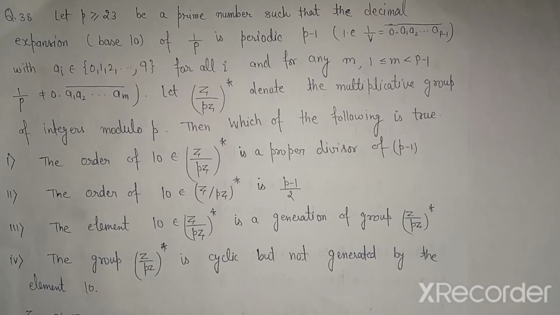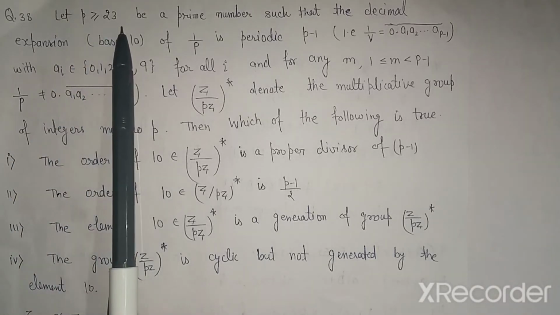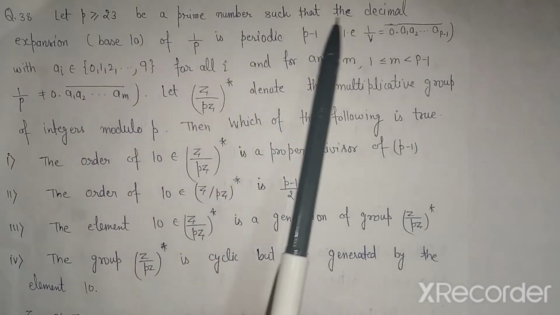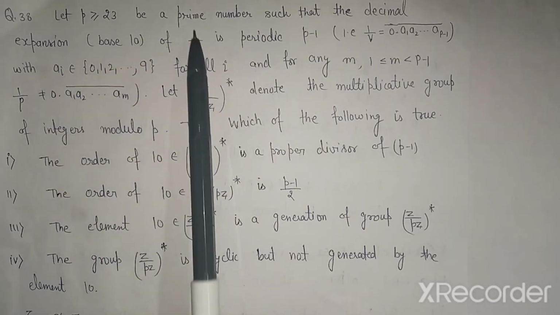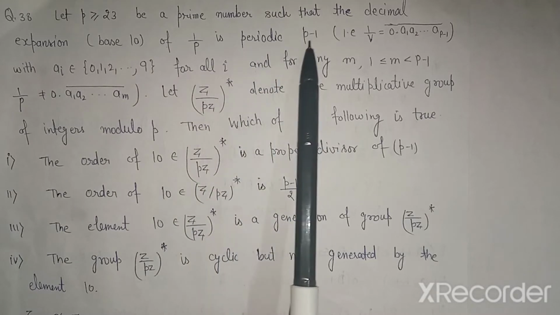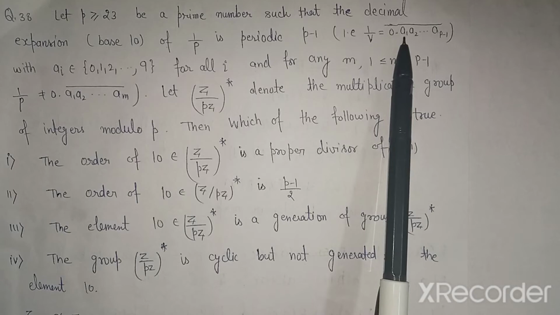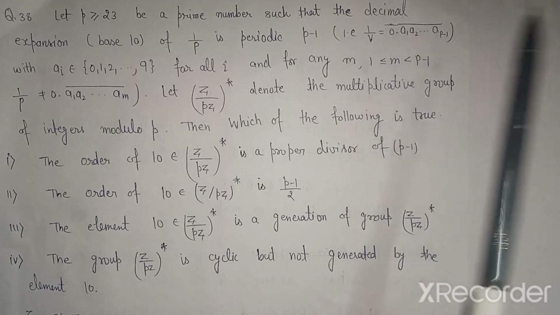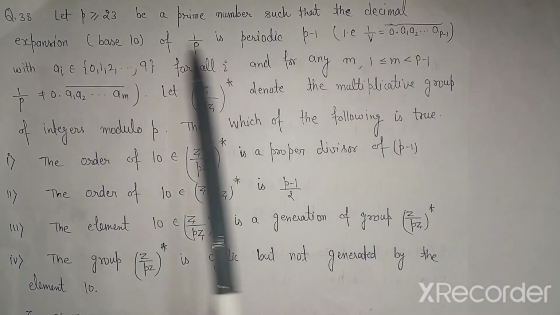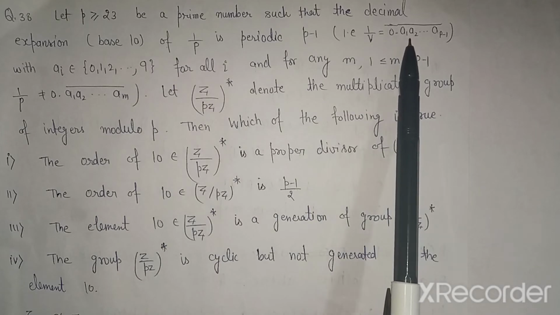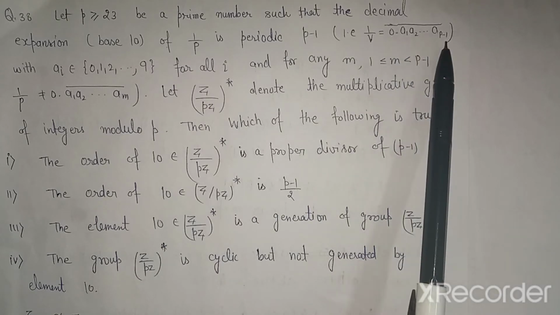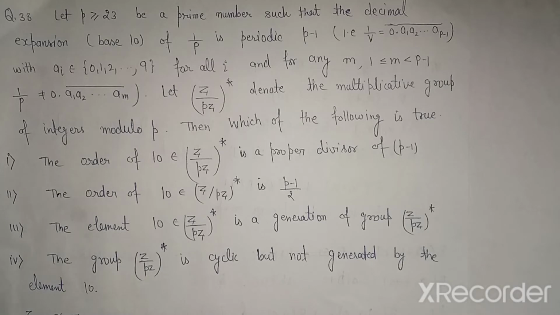Today I will solve one question from CSIR NET December 2018, Part B of abstract algebra. The question is: let p greater than or equal to 23 be a prime number such that the decimal expansion of 1 by p is periodic with period p minus 1. This means that after the decimal, the digits repeat after p minus 1 numbers. Because this is a decimal representation, all the a_i's from 1 to p minus 1 belong to this set.